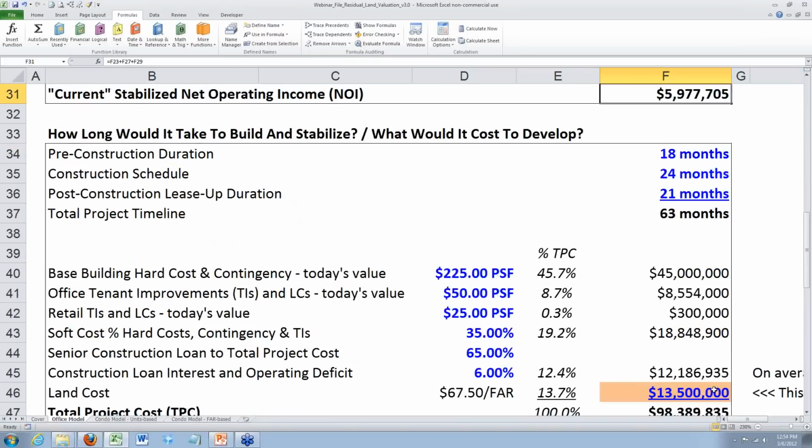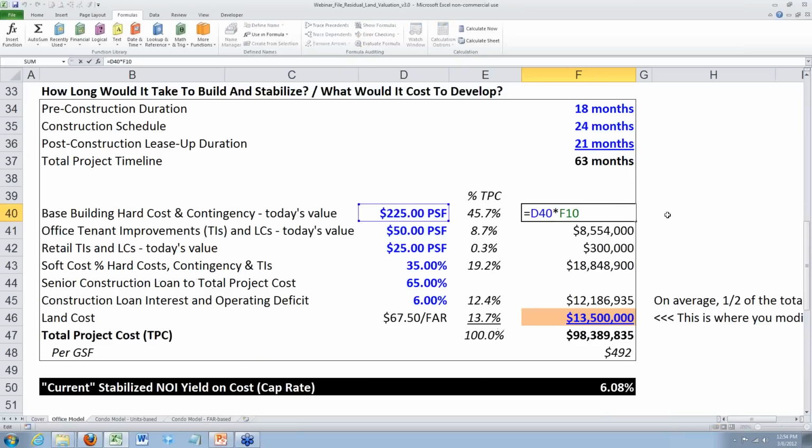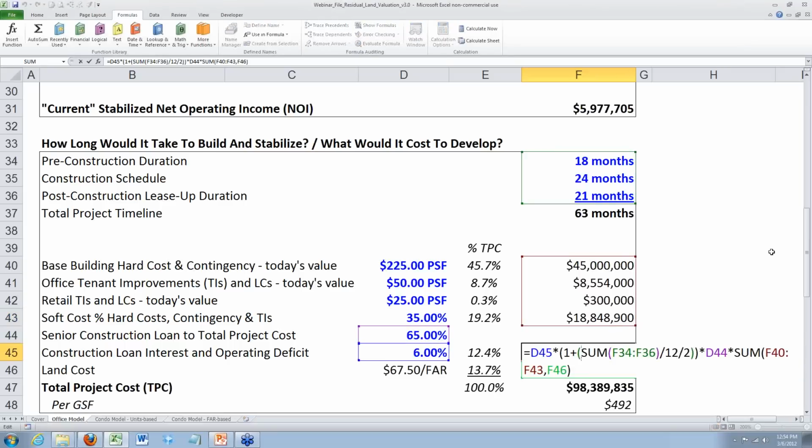I now proceed to the next part of the analysis, which is, well, how long would it take to build this building, and then stabilize it? So now I can put in my assumptions for the various durations of pre-construction, the construction, and then the lease-up period. And then next, look at my costs: costs for the base building, costs for TIs for the office and retail, the soft costs, and then in addition, how much interest or financing costs I expect to incur given an assumed loan amount over this assumed loan carry period.